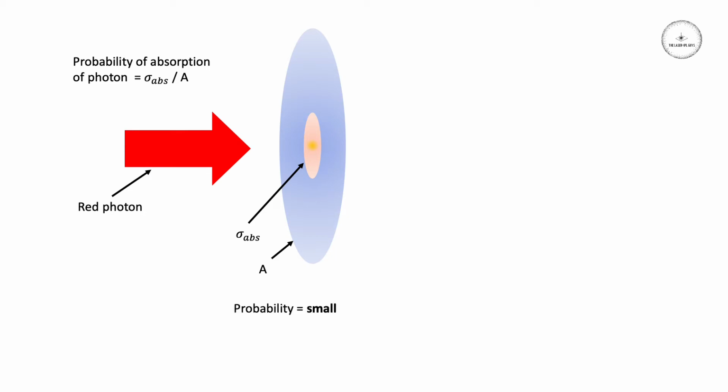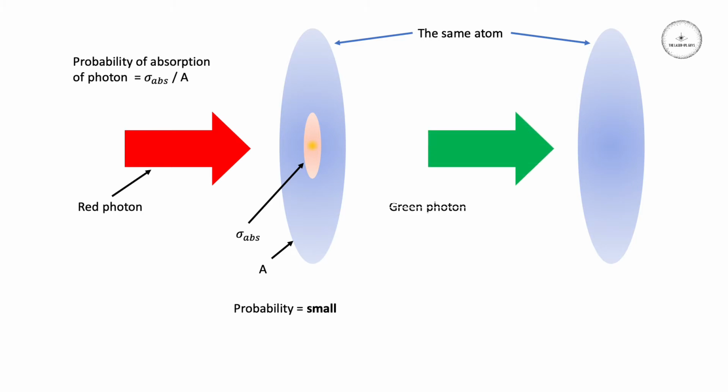So knowing this, we can now figure out the probability for various types of light in various atoms. If you have a red photon, for example, and it's encountering this particular atom, and the sigma cross-sectional area is relatively small, then the probability of this atom absorbing that photon is also going to be pretty small. If we then fire a green photon at the same atom, it may well have a larger cross-sectional area sigma, and therefore the probability of absorbing the green photon is significantly larger than absorbing the red photon.